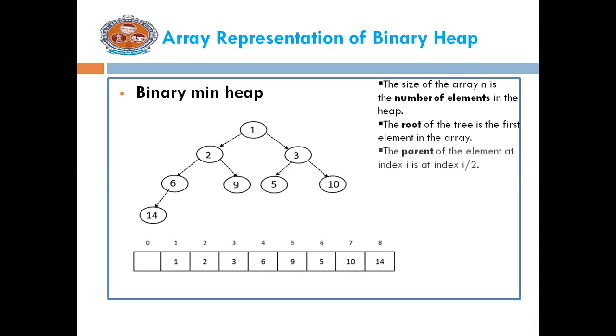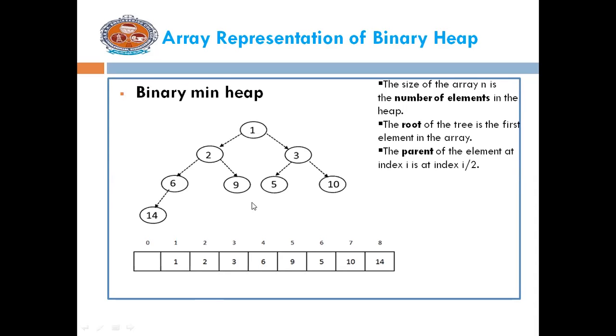And the next point is that the root of the tree is the first element in the array. See here, the root is the first element in the array. So here it is 1, and the first element in the array is also 1.